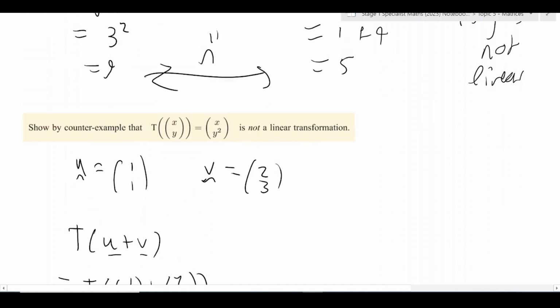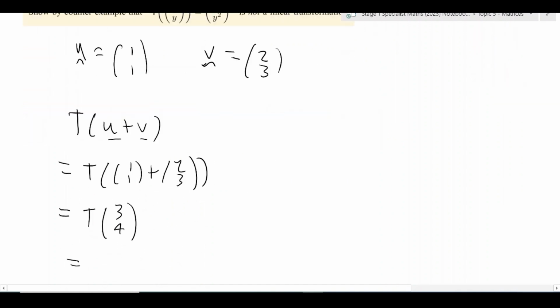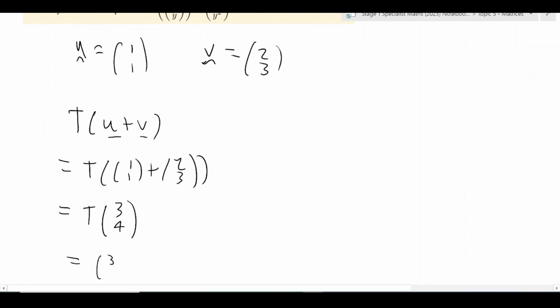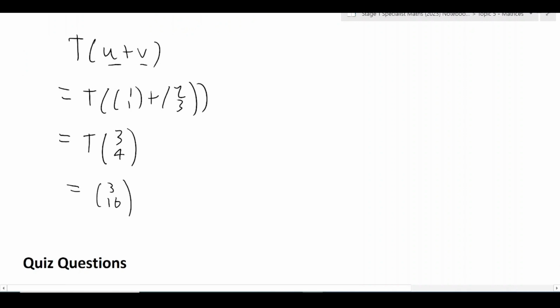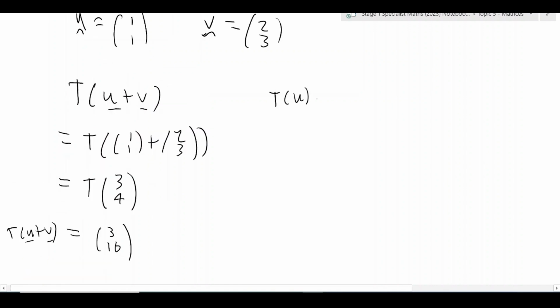Now, what does T do? T leaves x where it is, so we're still going to get 3 on the top. And on the bottom, y is going to go to y squared, so we're going to get 16, because that's 4 squared. So that is T of u plus v. Now, let's check out T of u plus T of v.